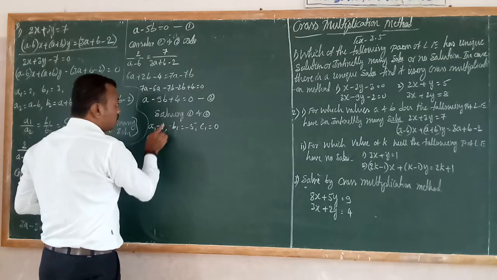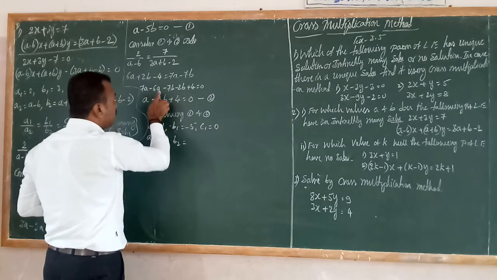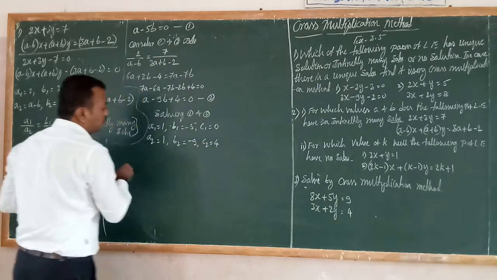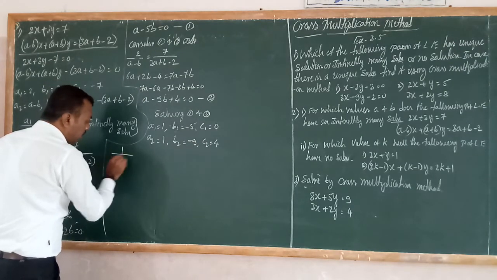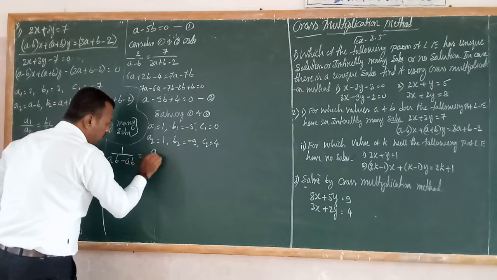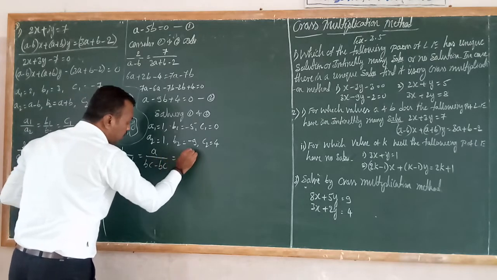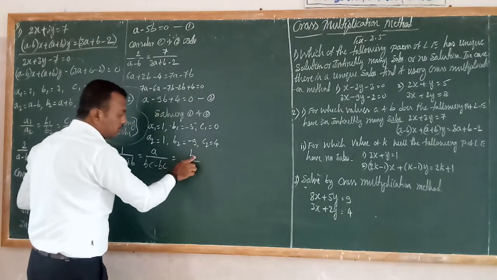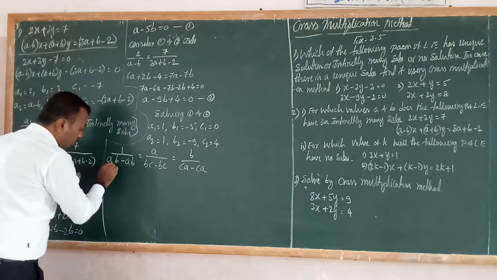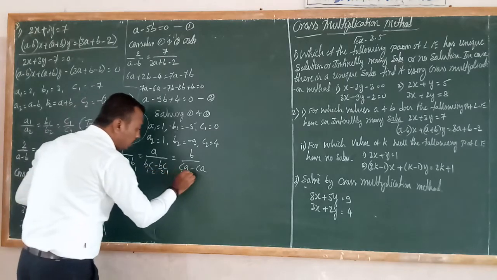Afterwards, A2 is equal to, the second equation you have to consider. A2 is 1 and B2 means minus 9 and C2 is plus 4. So now I will write that equation: 1 upon AB minus AB is equal to A upon x, instead of A is there. A upon BC minus BC, and B upon y instead of B is there. Therefore, CA minus CA.